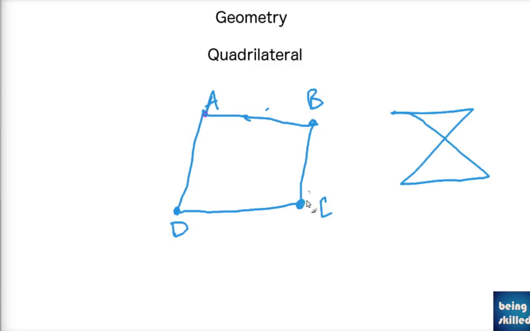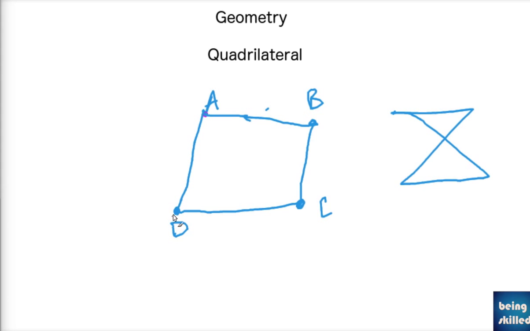So AB, BC, CD and DA are the 4 sides of the quadrilateral, where AB and BC are adjacent sides, CD and DA are adjacent sides, DA and AB are adjacent sides. So if two sides are sharing the same endpoint, then they are adjacent sides. So what are opposite sides? When two sides are not sharing any common endpoint, then they are opposite sides. So AB and CD are opposite sides, AD and CB are opposite sides.